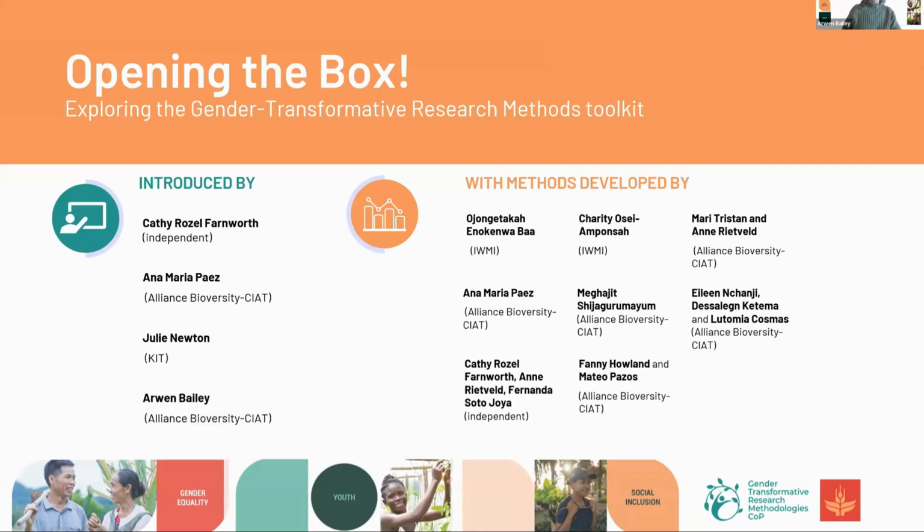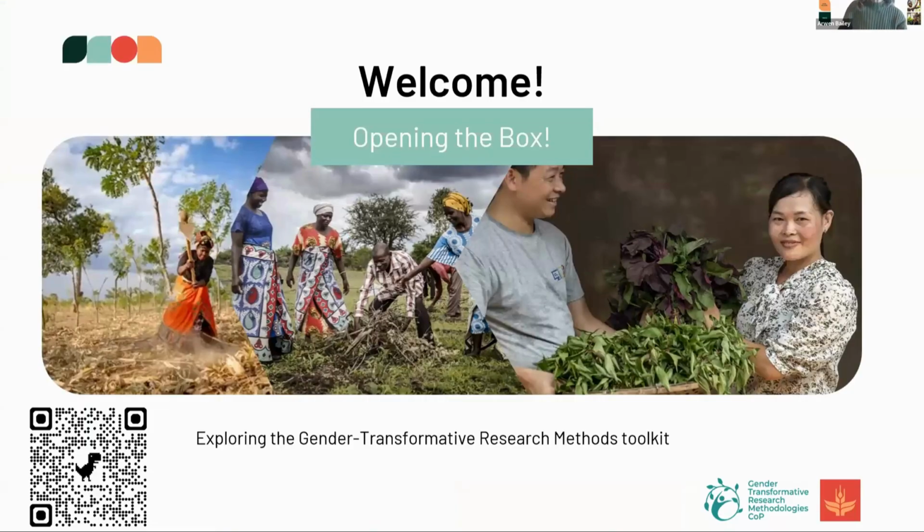Right. So today we're going to open the toolbox. So this is a repository of gender transformative research methods, and we'll be talking about what those are, which have been developed over the last 18 months by researchers and practitioners around the world who are members of this community of practice. So at the link, the QR code bottom left, you can see the tools that are available.